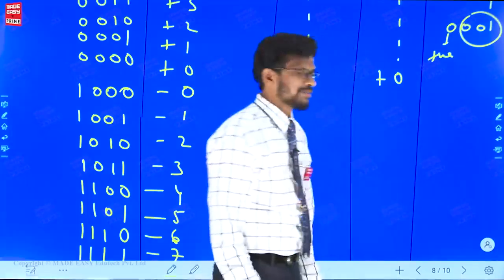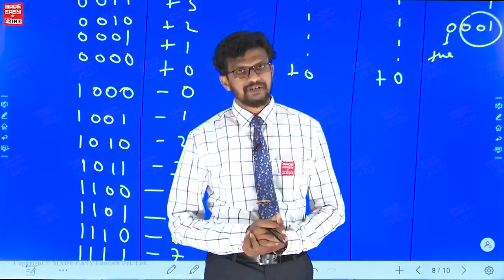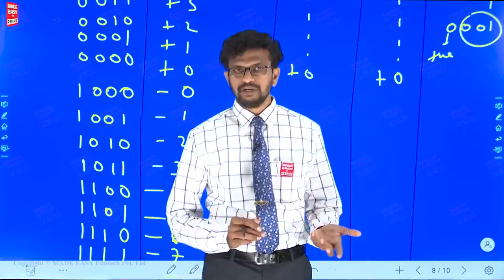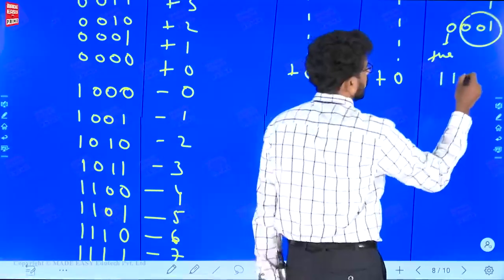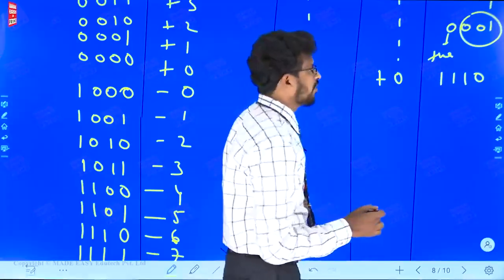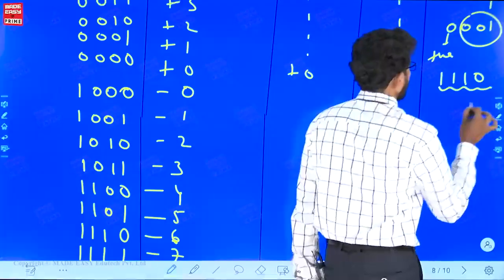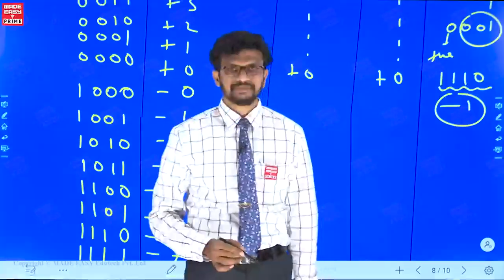What is 1's complement? 1's complement is obtained by complementing every bit, from 0 to 1 or 1 to 0. So, how did we get this? Complement all the bits: 1110. So, this is the meaning of minus 1 in the 1's complement technique.